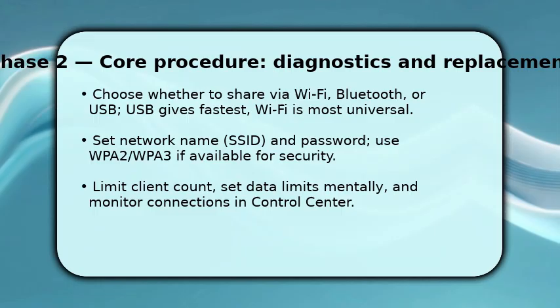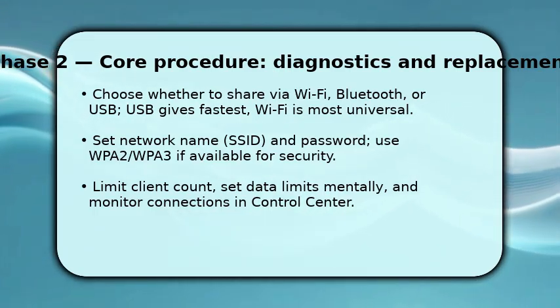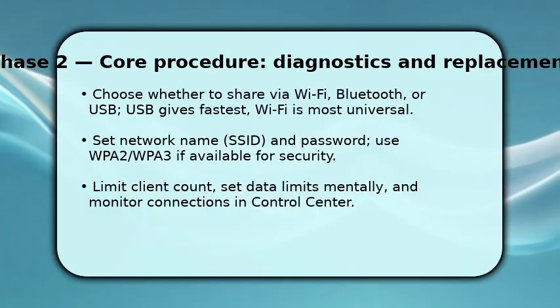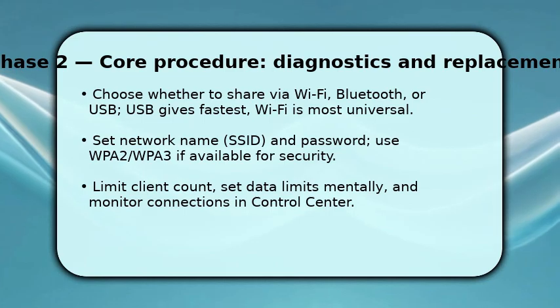Once configured, watch active clients in Control Center and, if needed, limit simultaneous connections to reduce congestion. When devices connect, confirm they receive an IP and can load web pages to validate. Finish by validating and knowing how to fix common issues.